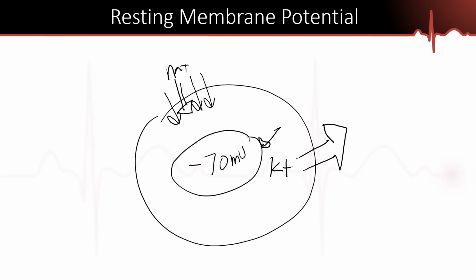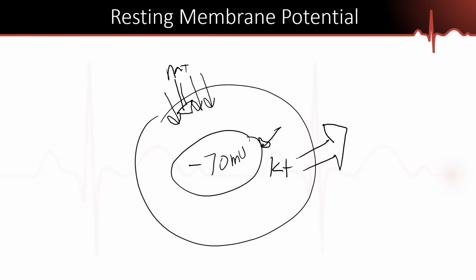What that means is at -70 millivolts, the rate at which potassium is leaving equals the rate at which sodium is coming in. Basically, the inside of the neuron has become negative enough that it is pulling potassium backwards to such a degree and pulling sodium in to such a degree that potassium is actually leaving the cell at the exact same rate that sodium is entering.